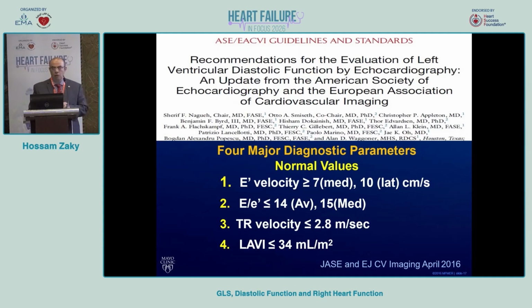So we start our real work. This is what we will train on. You have to memorize those four, because by using these four parameters, you will be able to judge whether this patient has a high filling pressure or not.